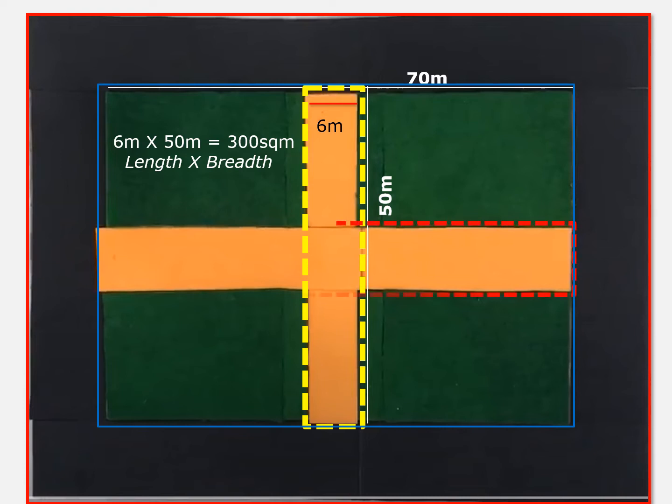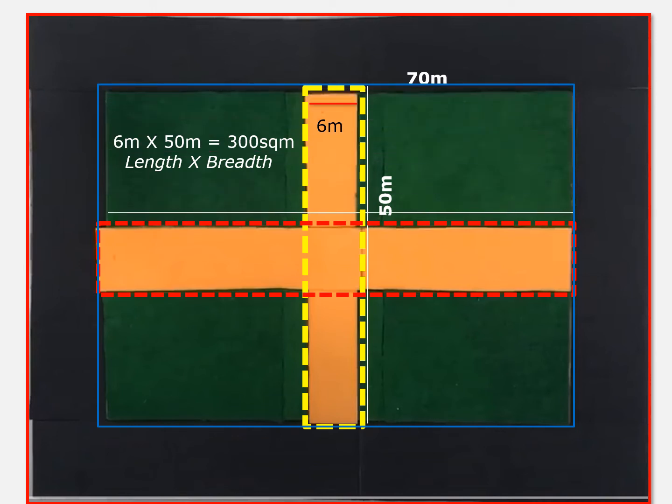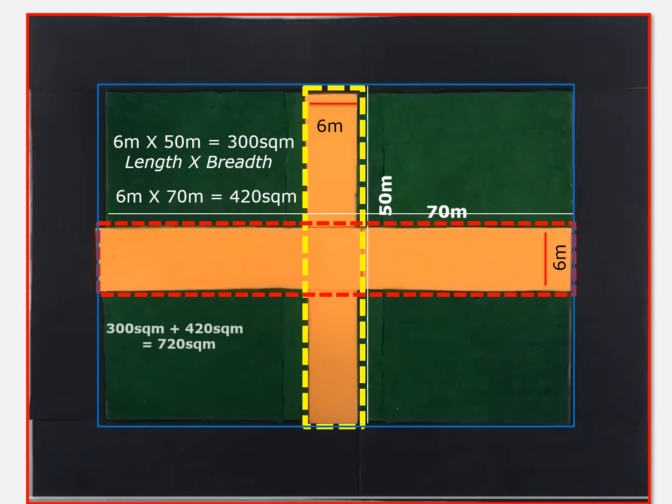Next we take the horizontal path. The length of the path is the length of the inner rectangle, that is 70 meters, and the width of the path is 6 meters. Therefore, we get 6 into 70 meters, which is equal to 420 square meters. 300 plus 420 square meters is equal to 720 square meters.